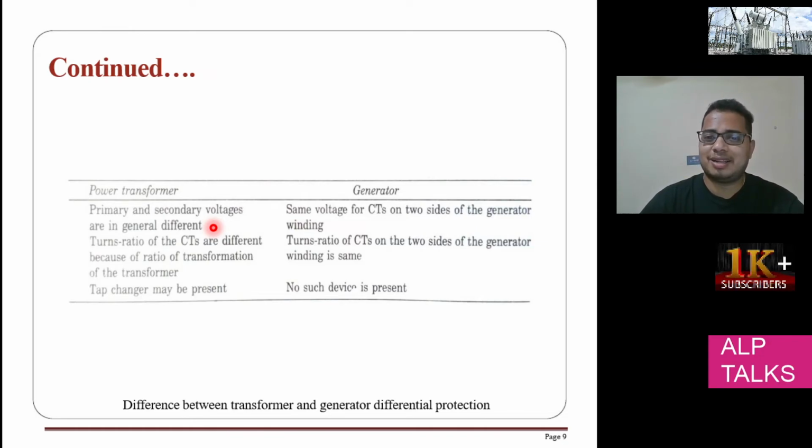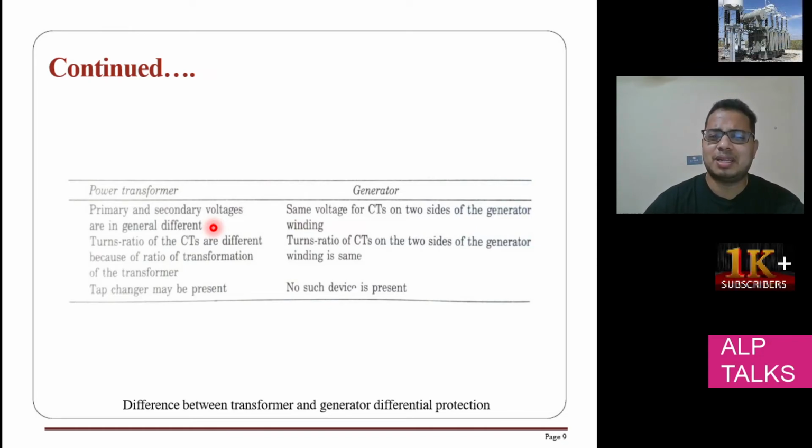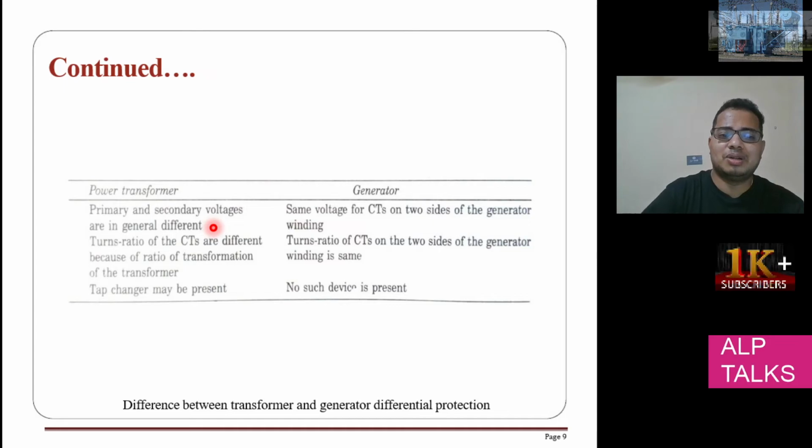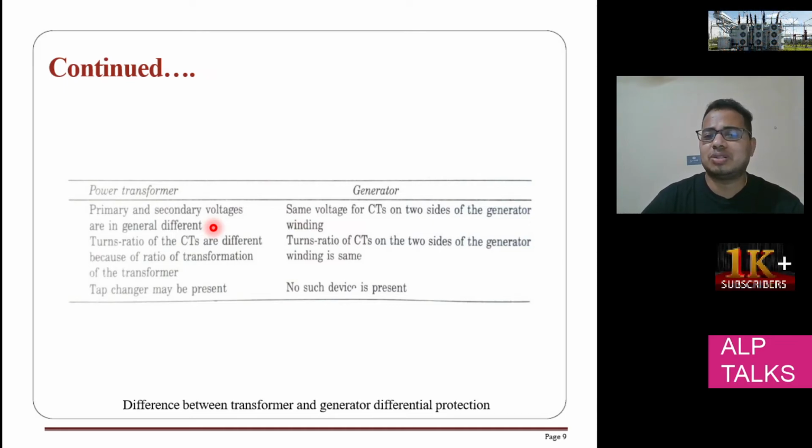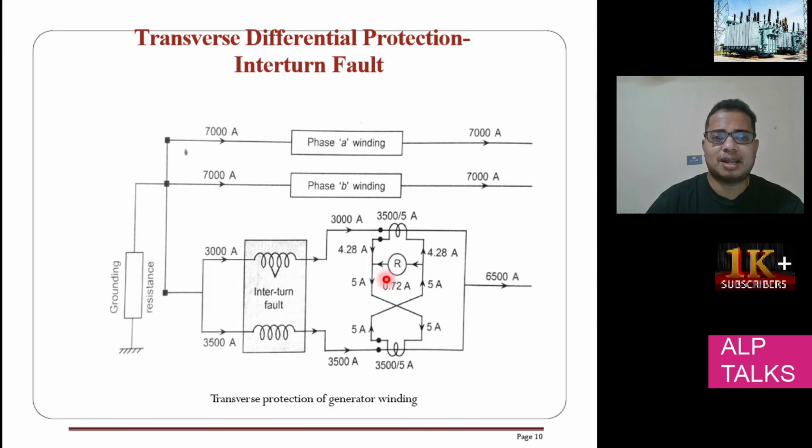In a generator, it is not like that. We have the same voltage, same current in normal cases on both sides. So same voltage CTs we can take on both sides. CT1 and CT2 can be of the same ratio, so the turns ratio of the CT on the two sides is also the same. Voltage same, turns ratio same. That is one good thing. No tap changer is present in this alternator. So this is the differentiation between a transformer and an alternator.